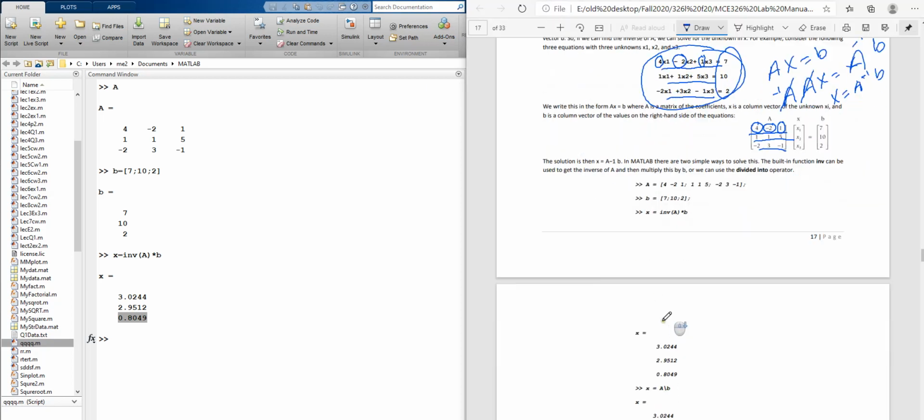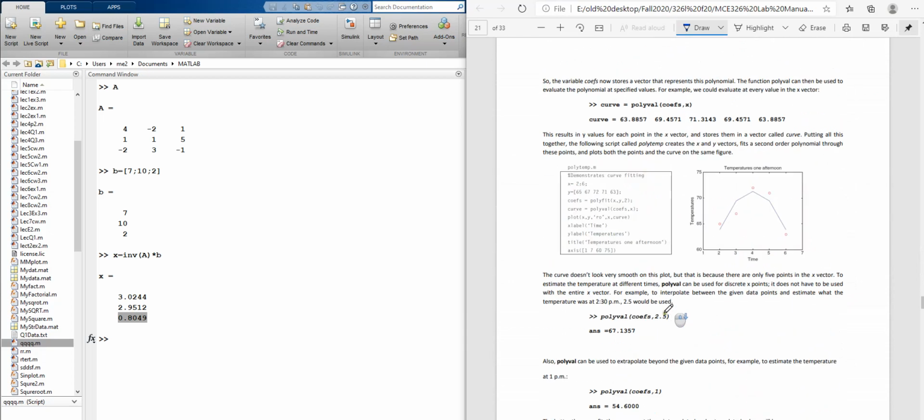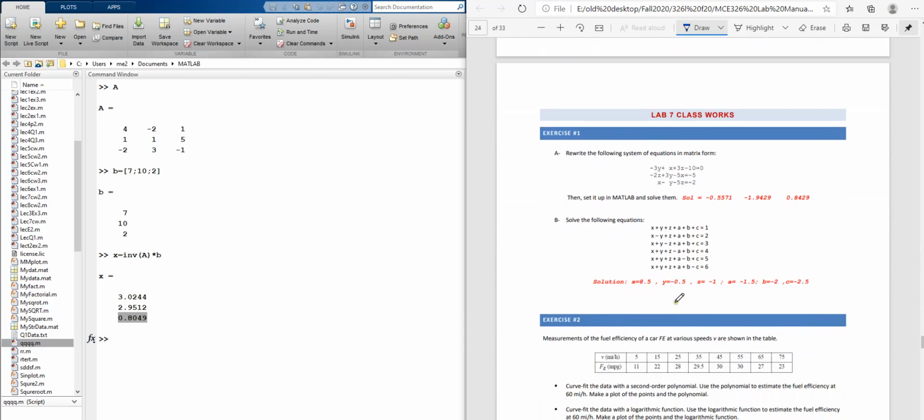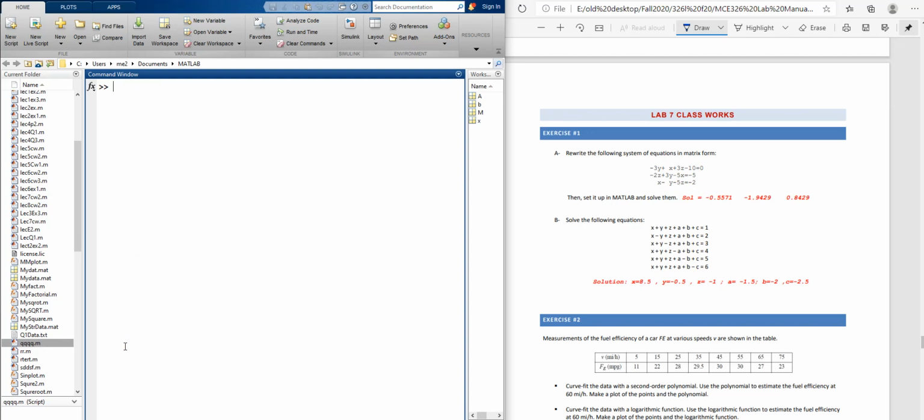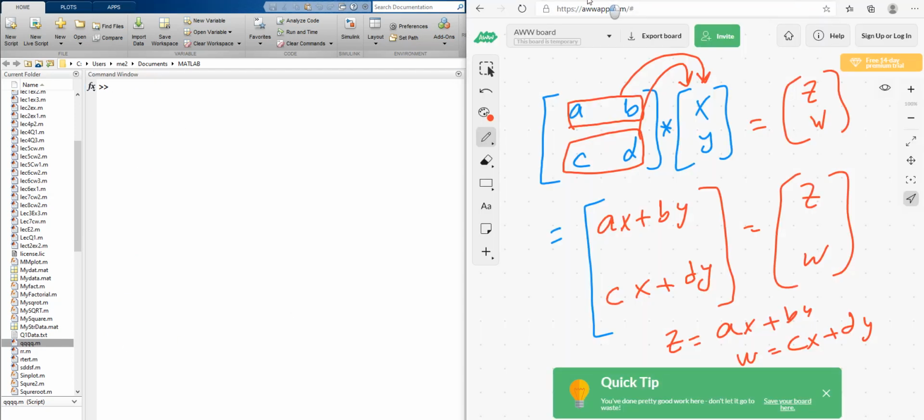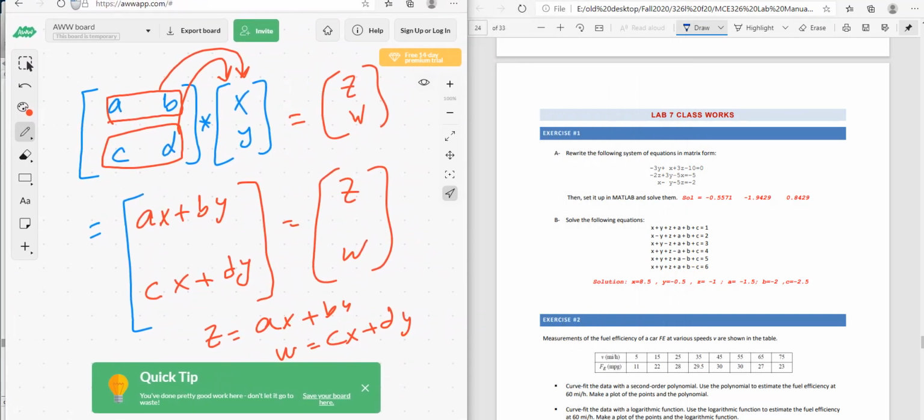Next step, let me go and solve exercise number one. In this exercise, as you see, write the following system of equations in matrix form. By the way, I don't think these are the correct numbers, but let me check. The equations are, as you see, let me open this one here and show you how we can write it.